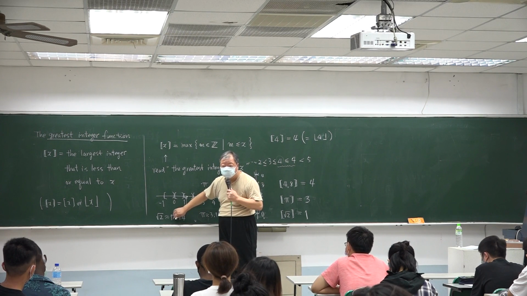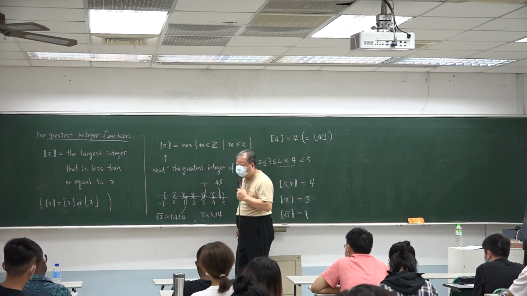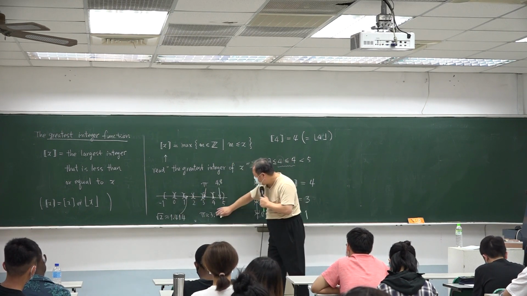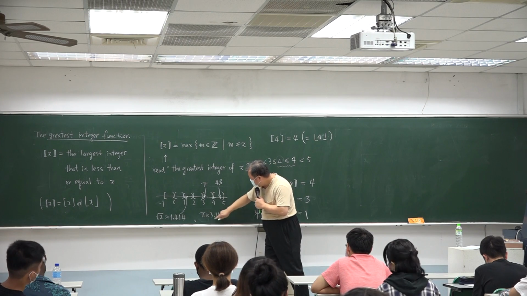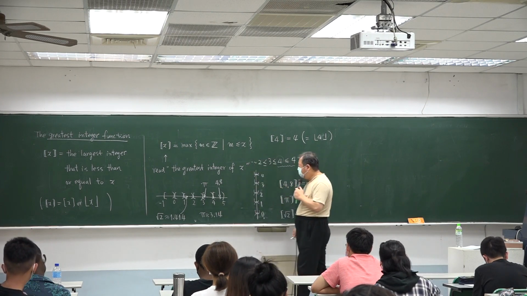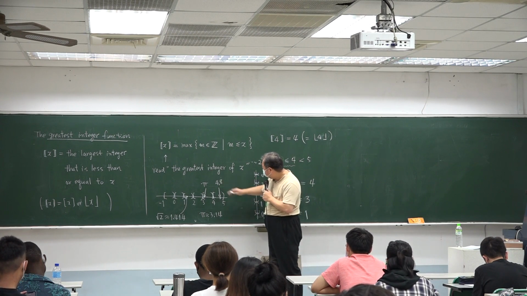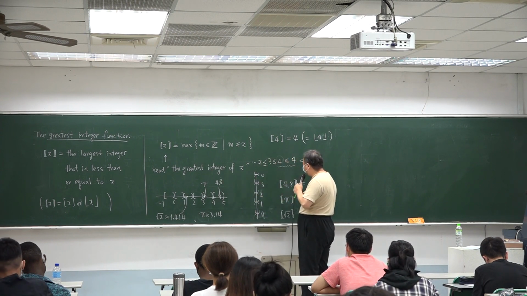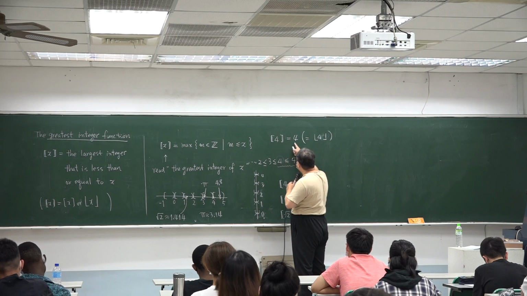How to say this decimal part? Skip the decimal part and just leave the integer part. Skip this one. And 4 is already an integer, so this is 4.